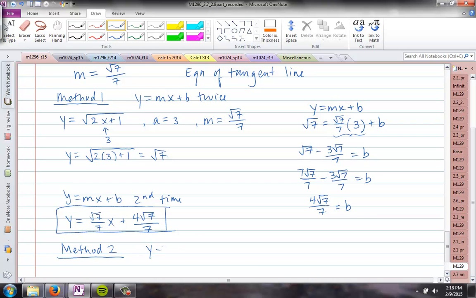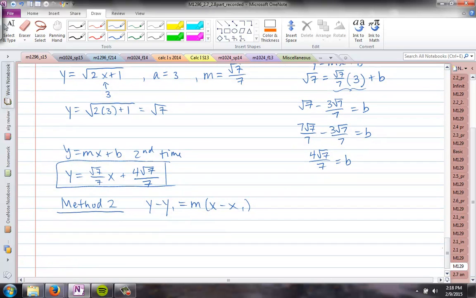Another way is to use point slope form. And just do the algebra to put it in the slope-intercept form at the end. So we already did the legwork for this, where we found our y-coordinate at a equals 3, or x equals 3. So doing that, we just put in our square root of 7, our square root of 7 over 7, times quantity x minus 3.